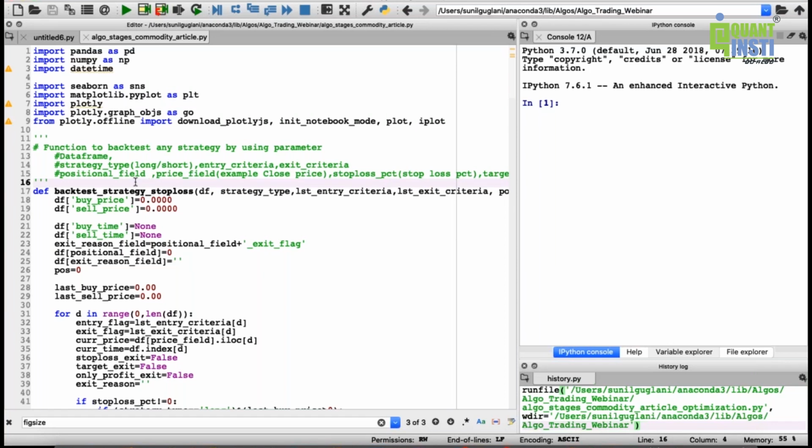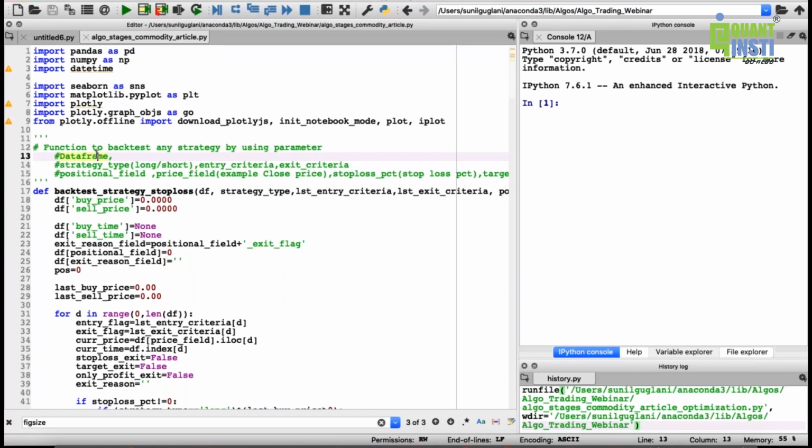I'm not using any backtesting library which is there on GitHub. I wrote some of my own functions here for backtesting, which we will be using in this particular algo. This particular function is to backtest any strategy by using these parameters. This function takes a few parameters like data frame, strategy type, long or short, entry criteria, exit criteria, price field, and on the basis of all these parameters, it returns the buy and sell signals of the data.